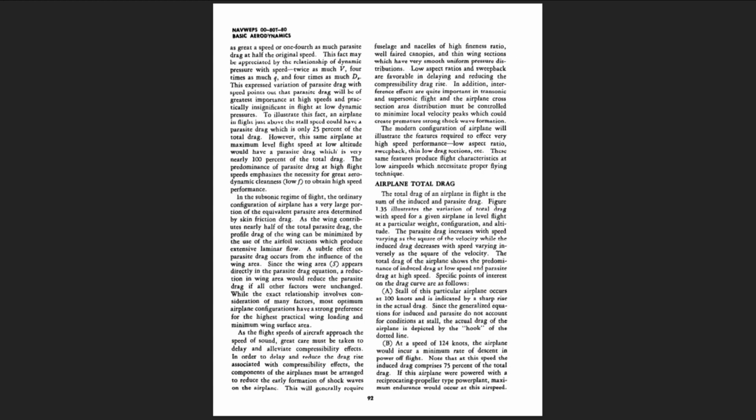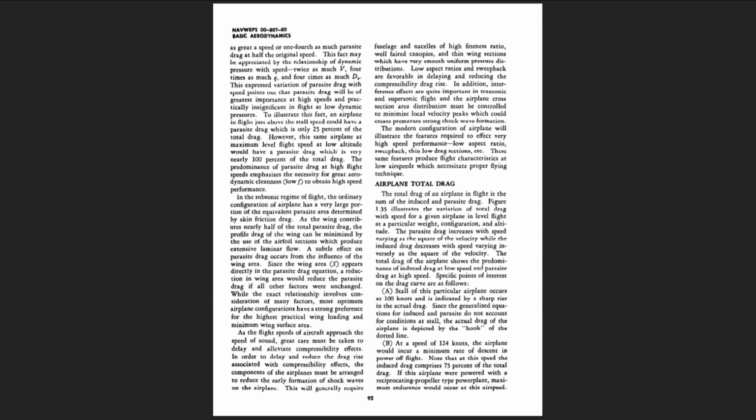This relationship expresses a powerful effect of speed on parasite drag. As an example, a given airplane in flight at some altitude would have 4 times as much parasite drag at twice as great a speed, or 1/4 as much parasite drag at half the original speed. This fact may be appreciated by the relationship of dynamic pressure with speed: twice as much V, 4 times as much lowercase q, and 4 times as much D.